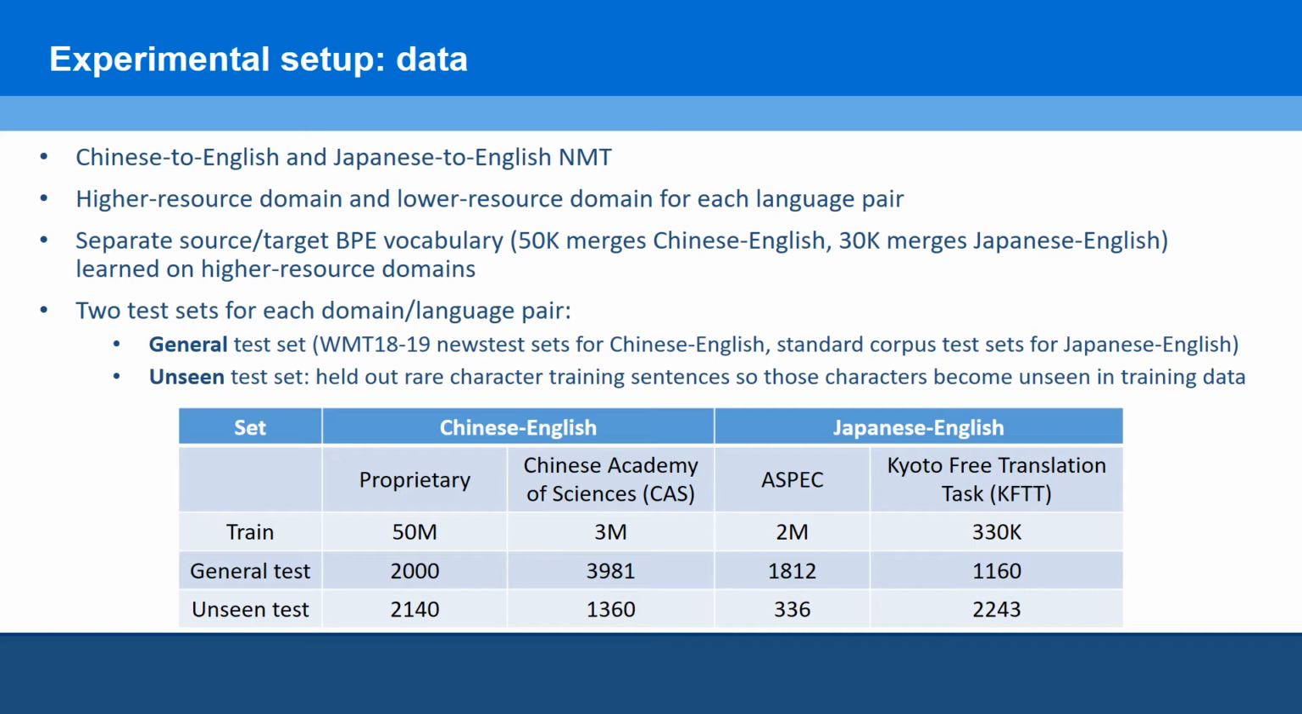Each domain has 2 test sets. One is a general test set and the other is an unseen character test set. We construct the unseen character test set by holding out training sentences with rare characters until those characters become unseen in the training data. The held out sentences then form the unseen test sets.